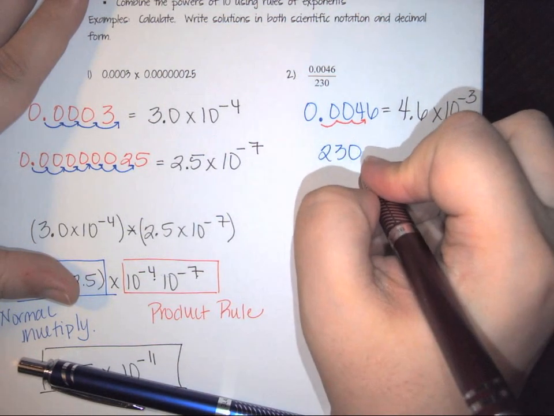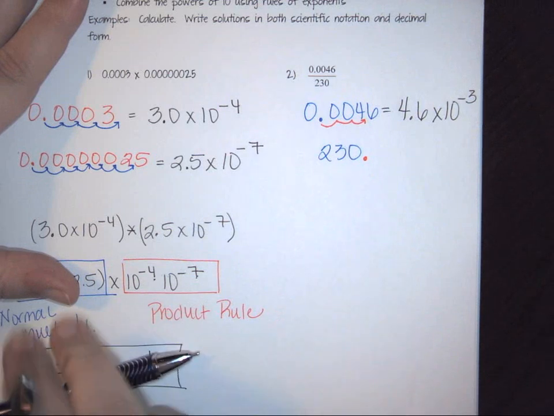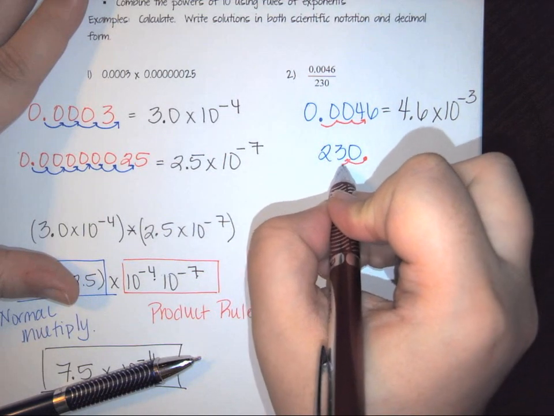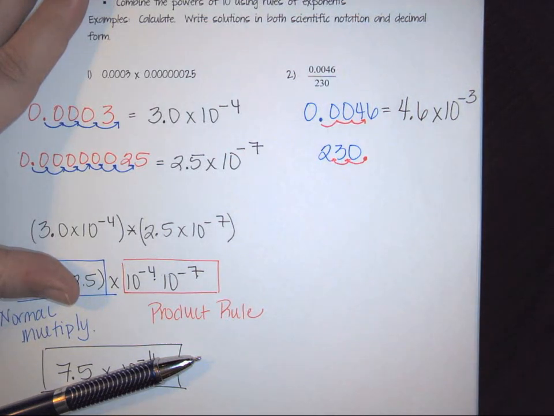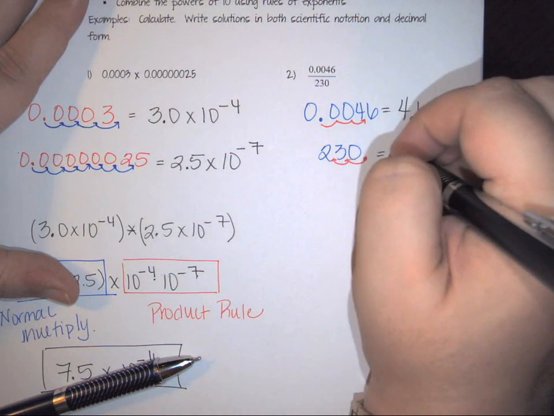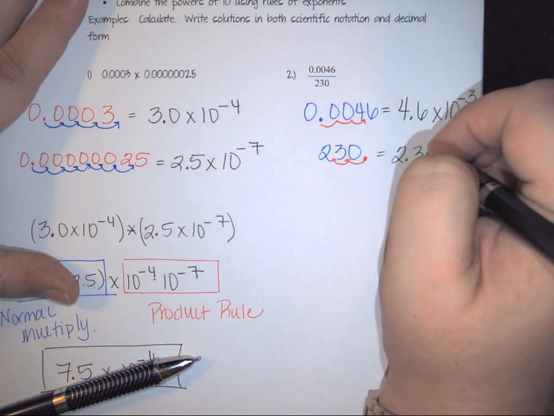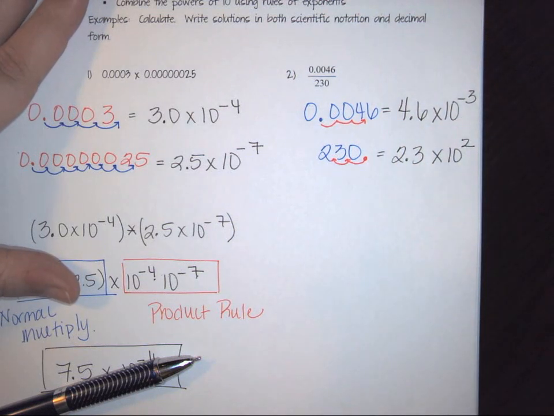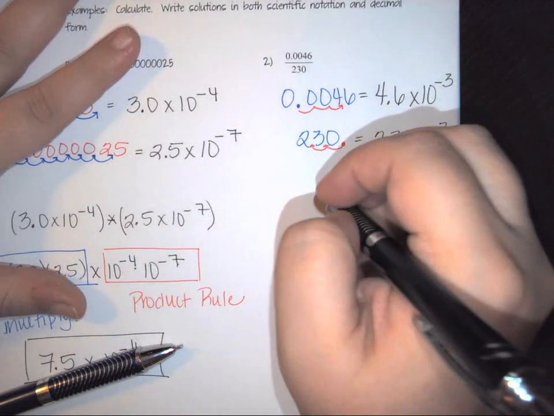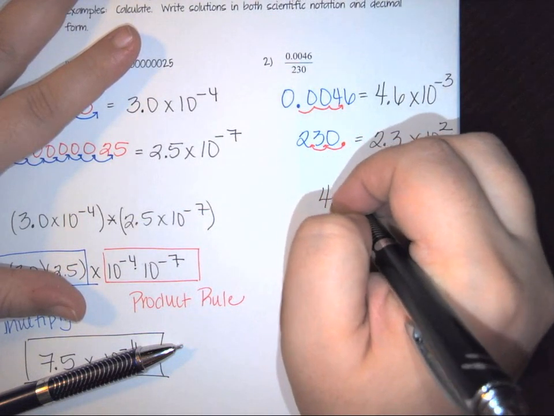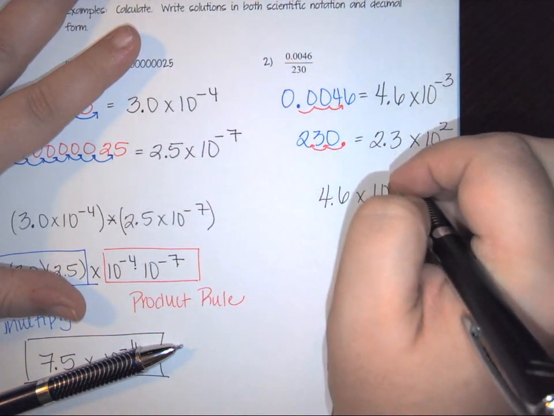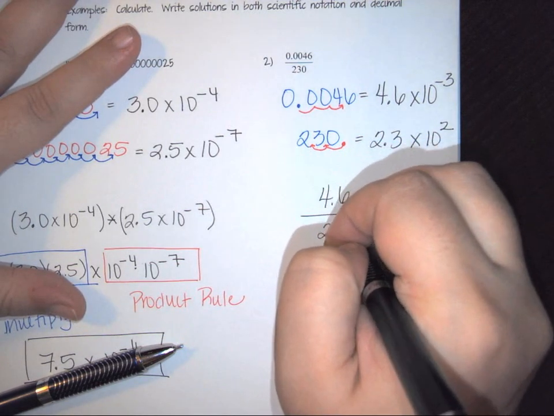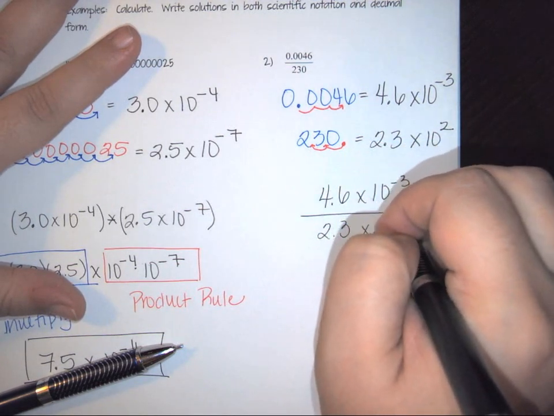And then I have the number 230. If you remember, that means my decimal point is here at the end, so we're going to jump backwards: 1, 2. So this is going to be 2.3 times 10 to the 2. I need to set it up. So this is again 4.6 times 10 to the negative 3 divided by my 2.3 times 10 squared.